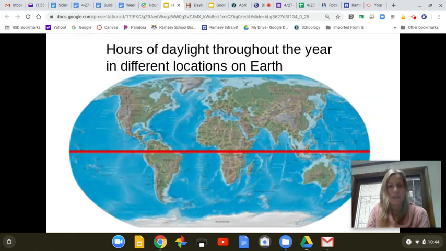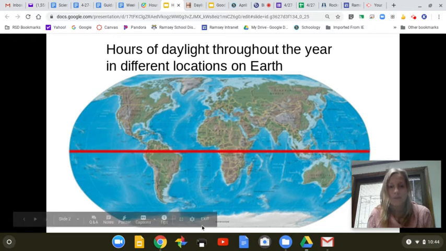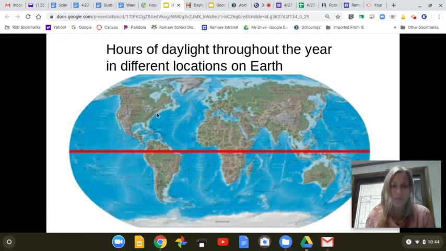So the hours of daylight throughout the year in different locations on Earth change depending on your latitude. And we talked about in class today that latitude is simply the location you are on Earth. And remember, lat is flat. So the equator here is at a latitude of 0. And as we move up from the equator, that's the northern hemisphere, and down from the equator is the southern hemisphere. So we in Ramsey are located at about 41 degrees latitude.